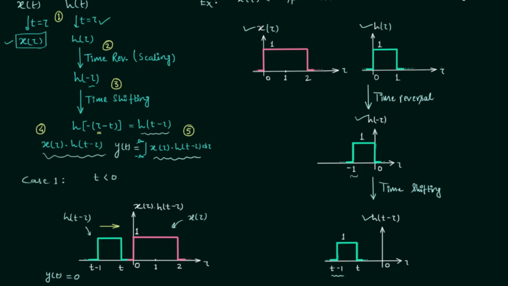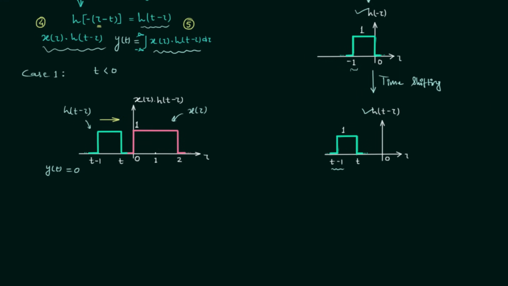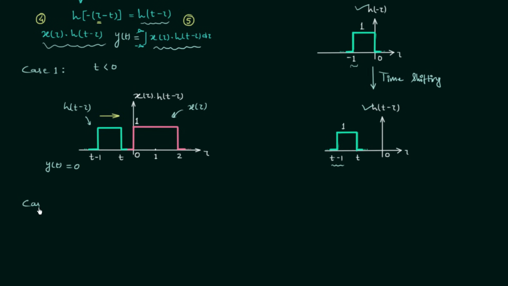Now we will move to our next case, which is case number 2, and in case number 2 we will consider time t to be greater than 0 but less than 1. So time t is less than 1 but greater than 0. This means this edge of the signal will exist between 0 and 1 somewhere in this region. So let's quickly plot the waveform.